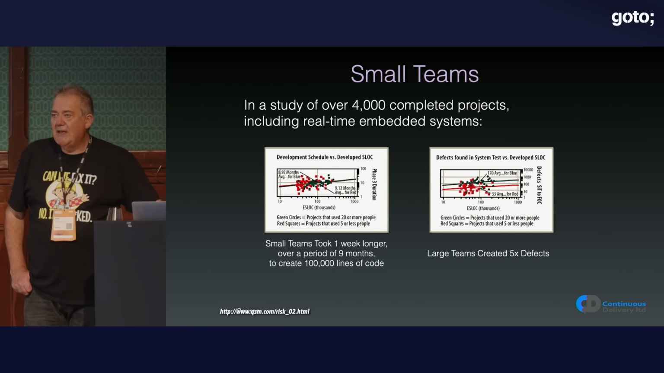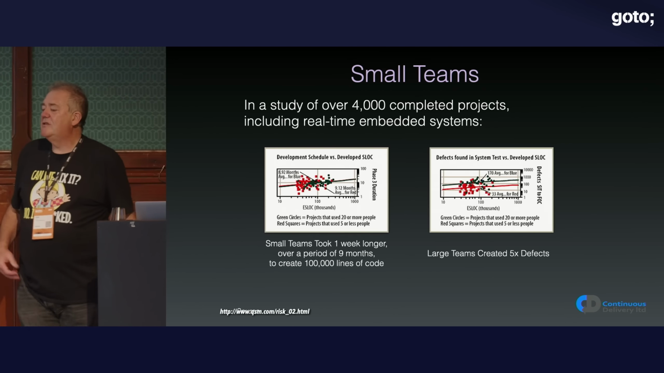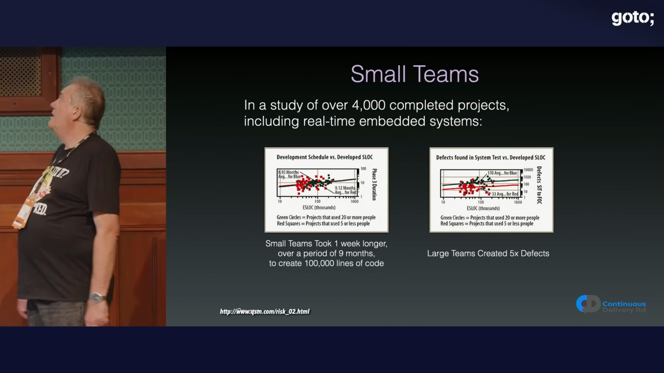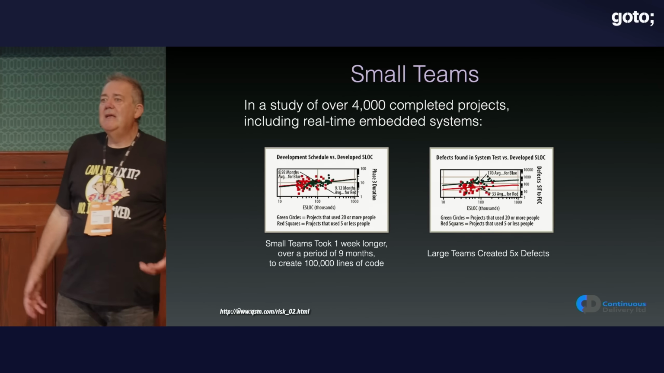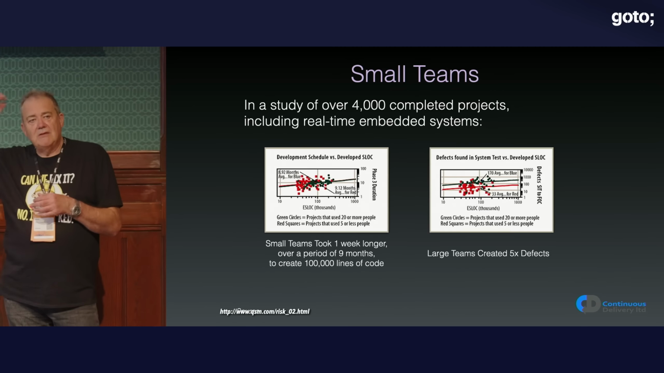I'm conscious that I'm running out of time, and I jumped in on this anyway, so I don't want to waste too much of your time. This is just a lovely little study that I like about team size. This is a metadata study of over 4,000 projects that looked at how long it would take each team to get to 100,000 lines of code.